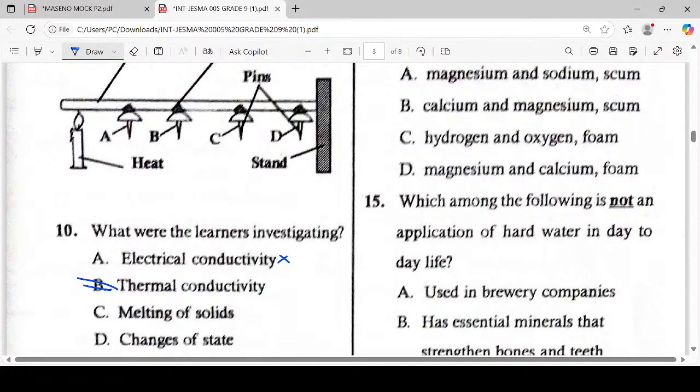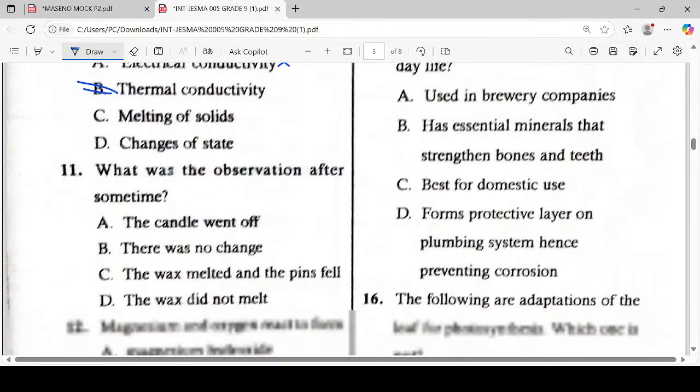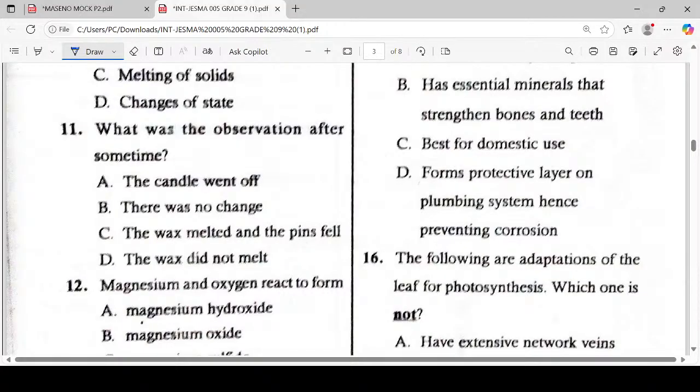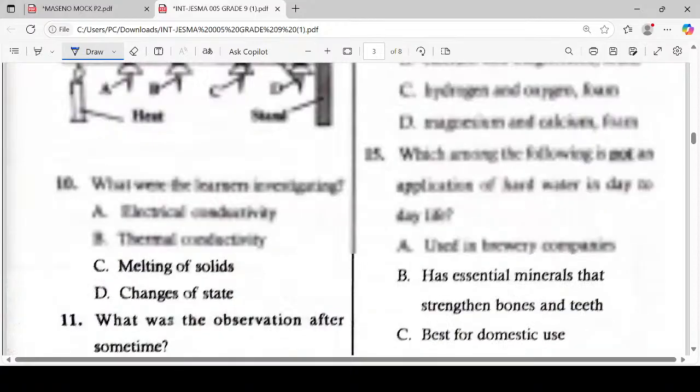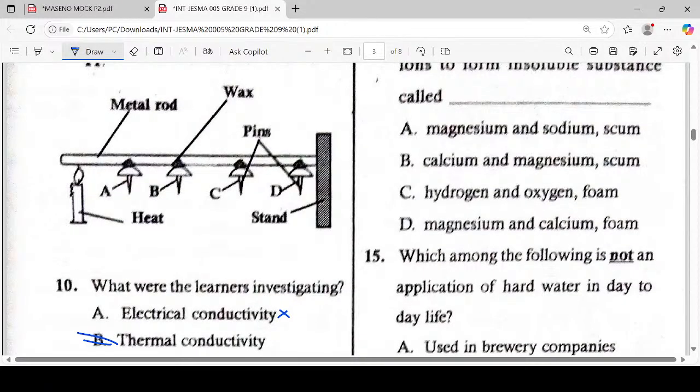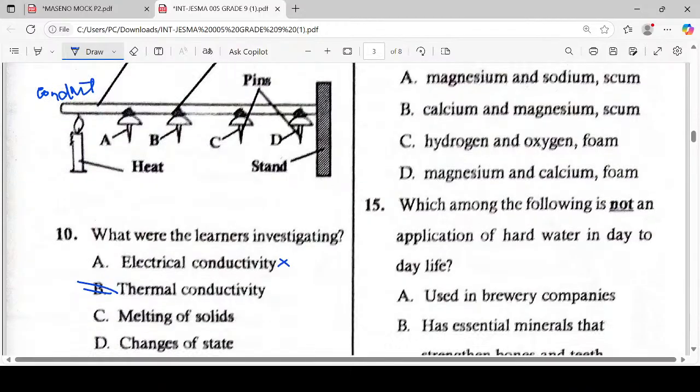Let's go to question number 11. What was the observation after some time? When heating is being done, let me take you back to the diagram. When heating is being done, the metal rod will conduct heat. When it conducts heat, the wax will melt, and once the wax melts, then we expect the pins to start falling. So that is what happens.